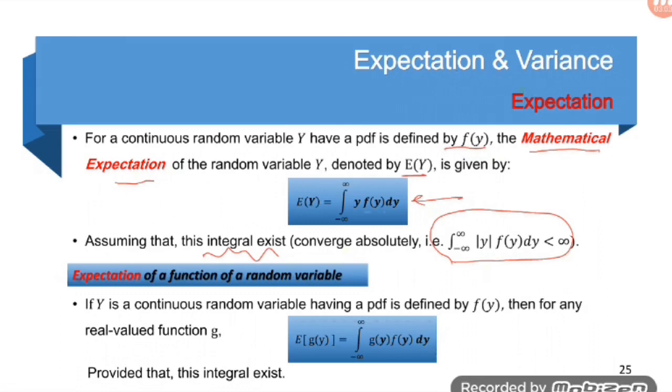Expectation of a function of a random variable. Now we are generalizing the definition of the expectation. If you take a function g of y, and you have a continuous random variable y defined by the PDF f of y, then for any real valued function g, the expected value of this function equals the integral over all values of y from negative infinity to infinity of g of y times the PDF, provided that this integral also exists.